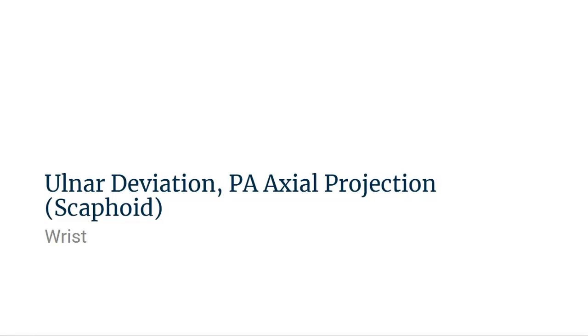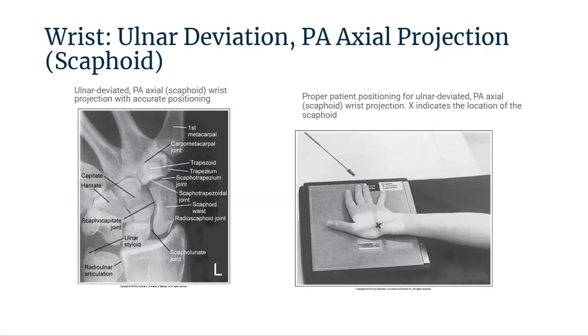So now let's move on to our last projection, the PA axial ulnar deviation scaphoid projection. Image analysis guidelines state that the scaphotrapezium and scaphotrapezoidal joint spaces should be demonstrated as open. The scaphoid is demonstrated without foreshortening or excessive elongation. The scaphocapitate and scapholunate joint spaces are open, and the radioscaphoid joint space is open. So therefore, there should be a clear visualization of the scaphoid without superimposition of any of the other radial bones surrounding it.